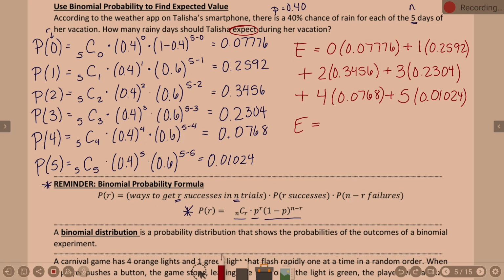So, there's an expected value of 2, and what is that? We're expecting 2 rainy days. I shouldn't say we. Talisha is expecting 2 rainy days. Okay?